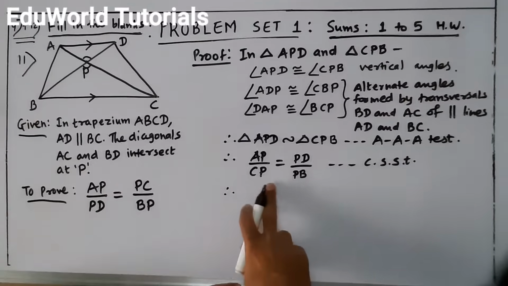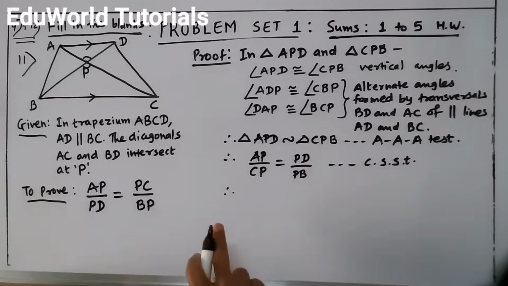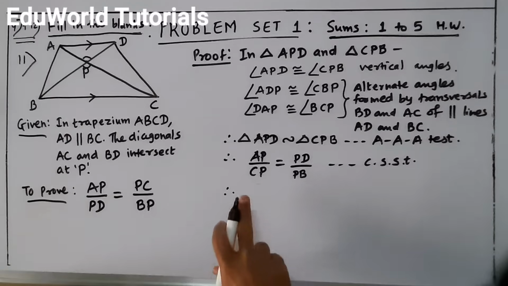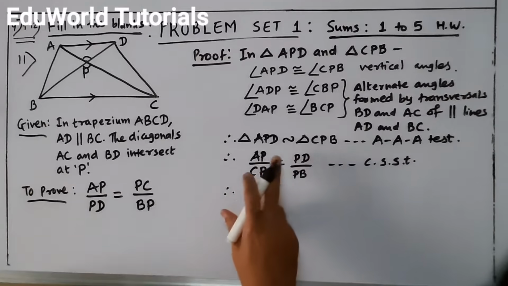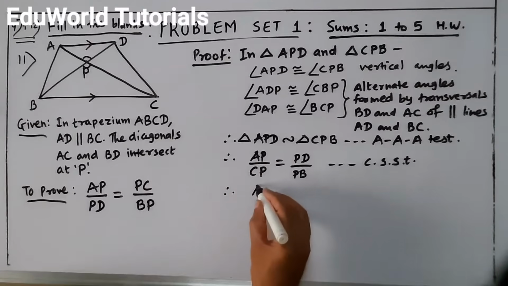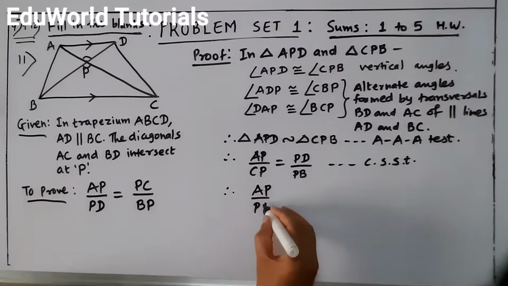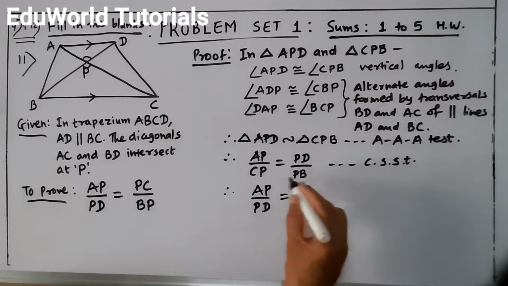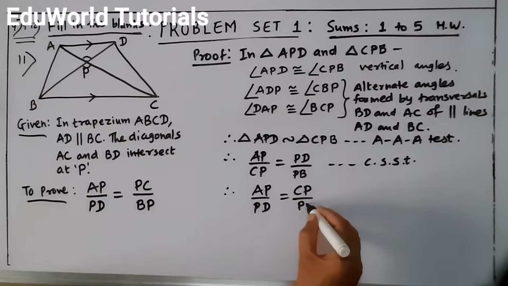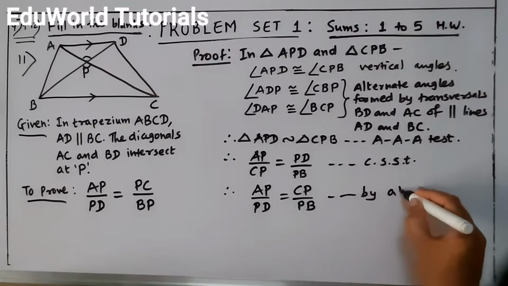Now we didn't get these ratios equal. So you have to recall the properties of equal ratios you have studied in 9th standard. Which property will be applicable to get AP upon PD? Numerator upon numerator is alternando. So by using alternando, AP upon PD is equal to PC, or CP, it is one and the same, PC upon PB or BP. This is by using alternando.